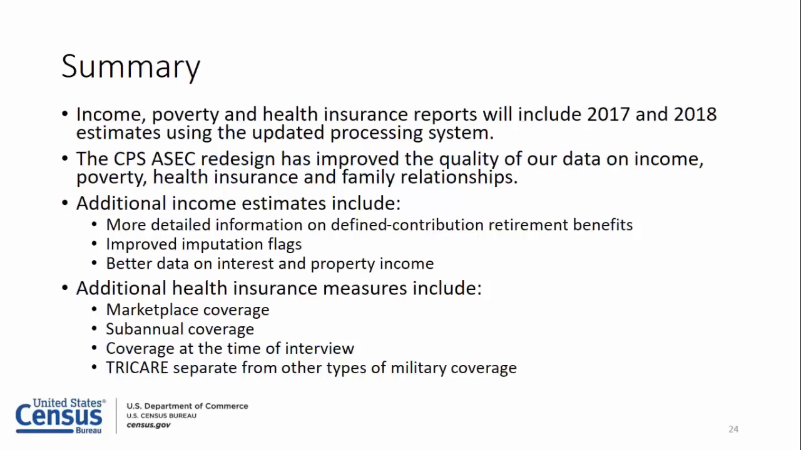Just to reiterate, next week's income, poverty, and health insurance reports will include 2017 and 2018 estimates using the updated processing system. These estimates may differ from the estimates for 2017 published last September. The CPS ASEC redesign has improved the quality of our data on income, poverty, health insurance, and family relationships. We are also able to provide some new measures, such as income flows from defined contribution retirement plans, and more detailed information about types of military coverage and whether plans were purchased through a state or federal marketplace.